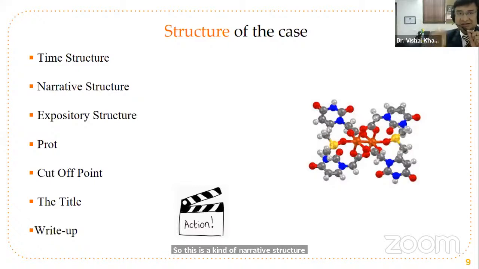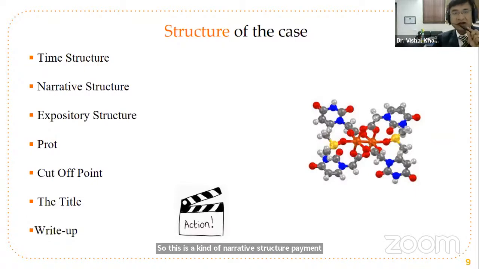Time structure and narrative structure, both are linked together. When we talk about expository structure, it is very important that what the case writer would like to say is understood by the readers. If both are understood in different contexts, and there is no common framework, then the end result will be different.